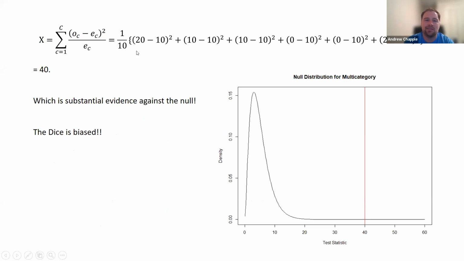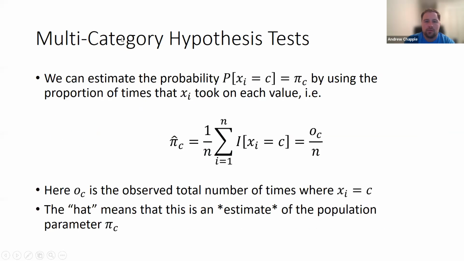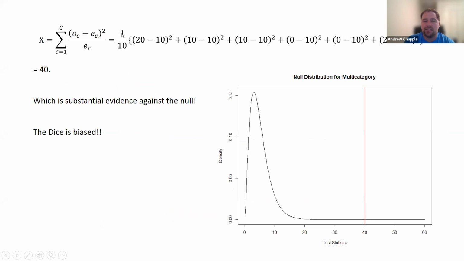Well, I'm going to calculate my test statistic. So it'd be 1 over 10, because that's the expected count in each cell, times 20 minus 10 squared, because this is the number of ones, plus 10 minus 10 squared, that's the number of twos, 10 minus 10 squared, that's the number of threes, 0 minus 10 squared, this is the number of fours, 0 minus 10 squared, 0 is the number of fives, and 20 minus 10 squared, that's the number of sixes. And I get a test statistic of 40.